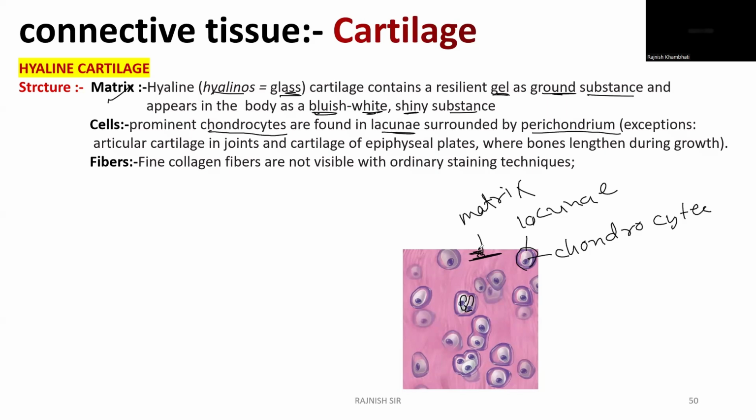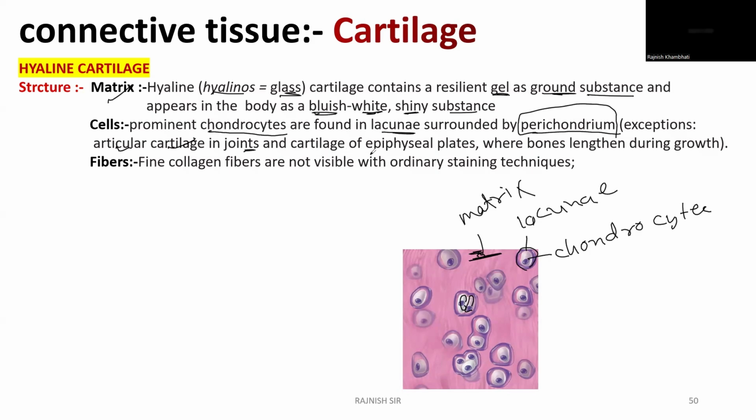So in the matrix, lacunae is there, and in the lacunae, chondrocyte cells are present. And this is surrounded by perichondrium sheet. The whole cartilage is surrounded by perichondrium. And exception means where the perichondrium is not present. So exception like articular cartilage in the joints, where two bones are joined together, over there in the cartilage, perichondrium is absent.